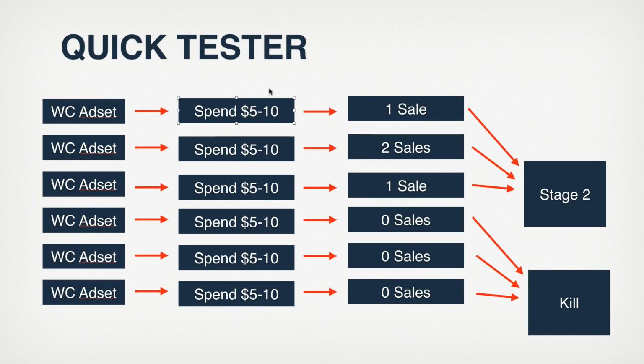I do this sometimes. This is a very common method, and I'll set it to $5 to $10 max, and then I would analyze, and if I've got a sale, 2 sales, or 3, or whatever, I'll go to stage 2, and all the zeros I would kill, right? This is a quick on your feet decision making method. And you need to not fall in love with the products.